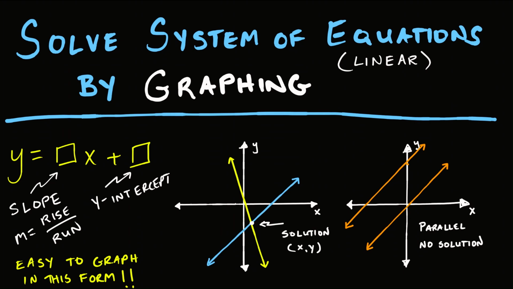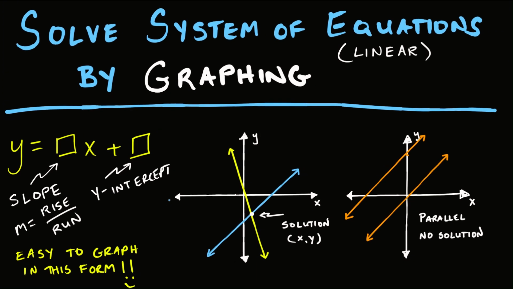In this video, we're going to take a look at solving systems of equations by graphing. In particular, we're going to be looking at linear equations, and we're going to look for them in the form of y equals mx plus b. This will make them easy to graph. Just identify the y-intercept and the slope.